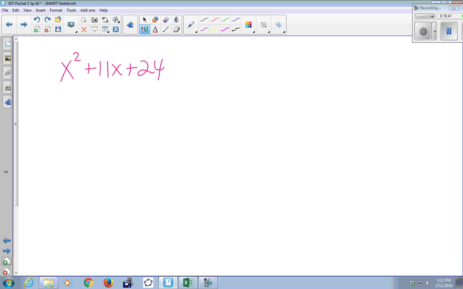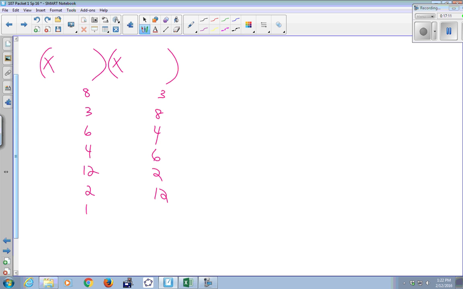Many people just use trial and error, right? Where they just put down a double bubble and they go, okay, I need my first terms to multiply to x squared, so they've got to both be x's. And I know my last terms have to multiply to 24, so I could either have 8 and 3, 3 and 8, 6 and 4, 4 and 6, 12 and 2, 2 and 12. Are there any other numbers that multiply to 24? 1 and 24, yeah, thank you. 1 and 24, 24 and 1.